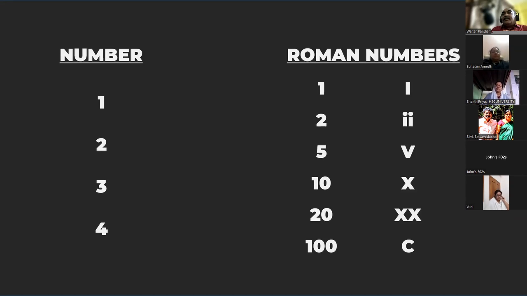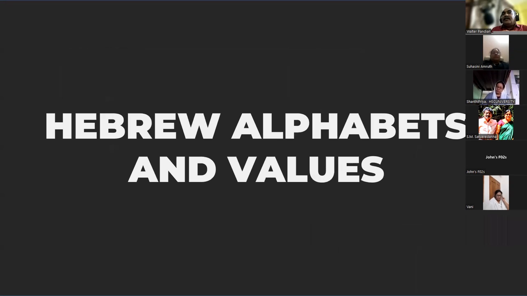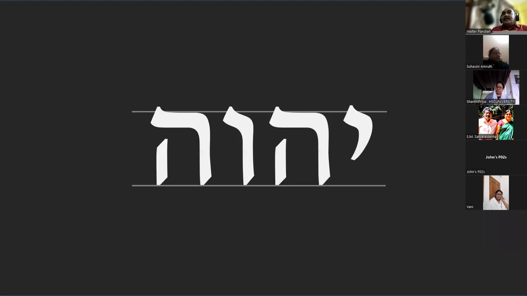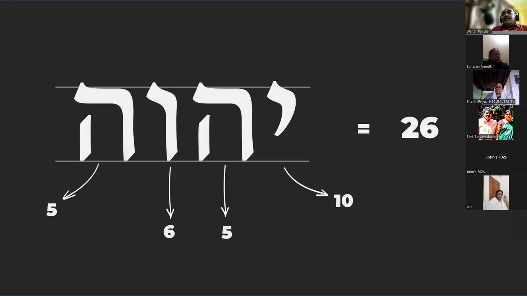Okay, so every alphabet has a value. Now, we are going to substitute the values of the Hebrew alphabet into the name of the Lord. Okay, Yod, He, Vav, He. We are going to substitute the values, see, in this way.